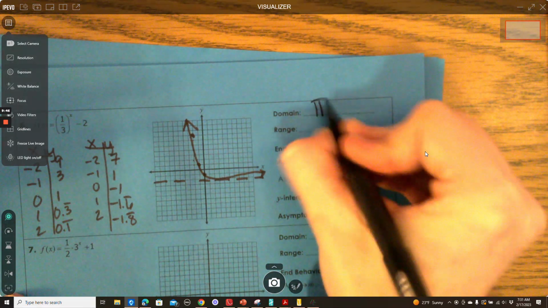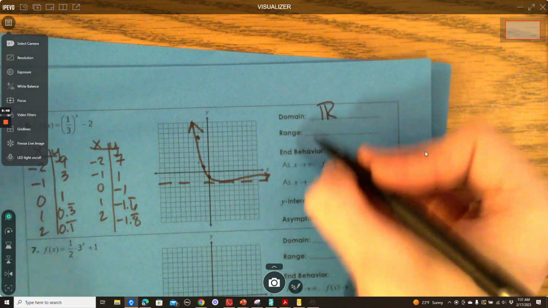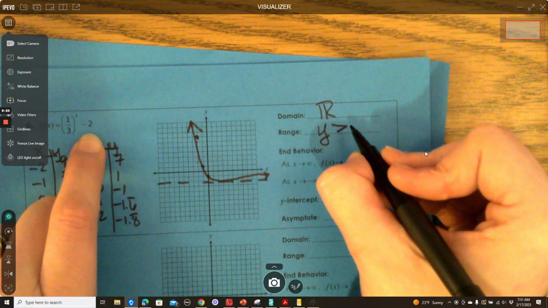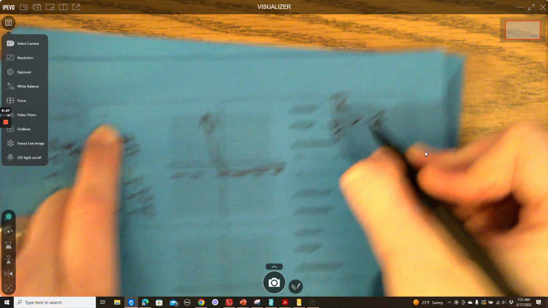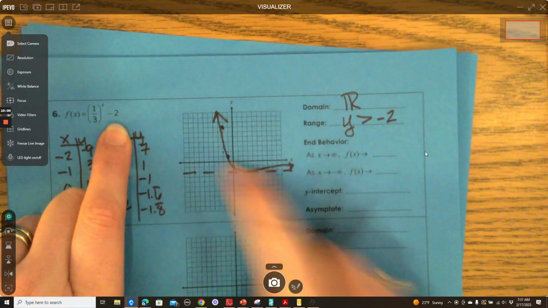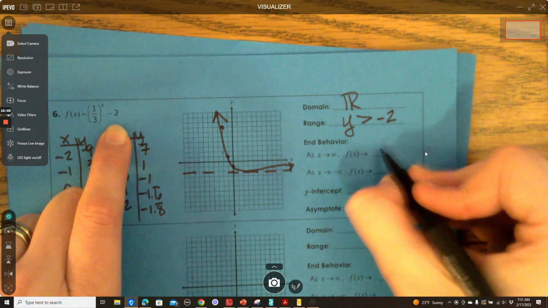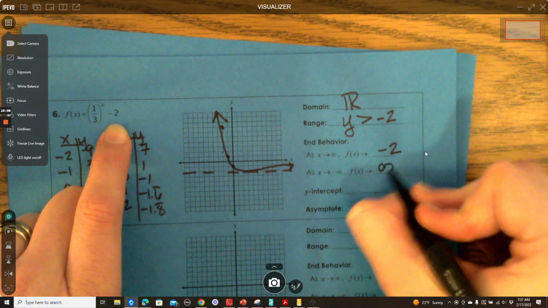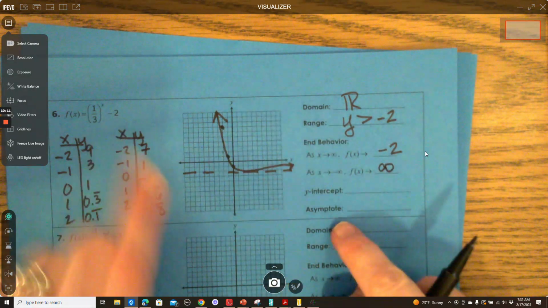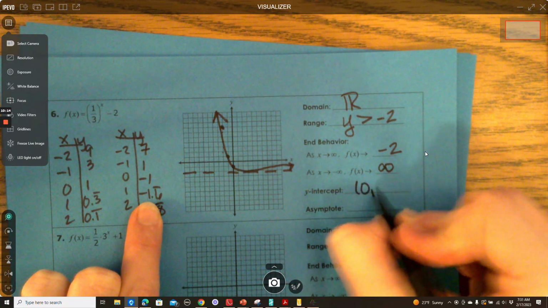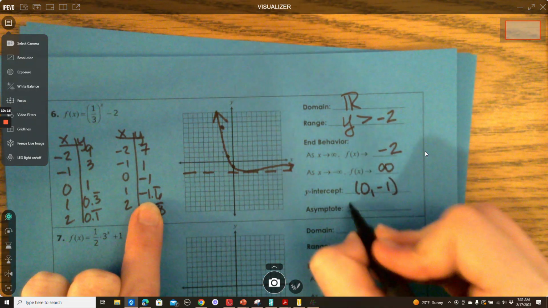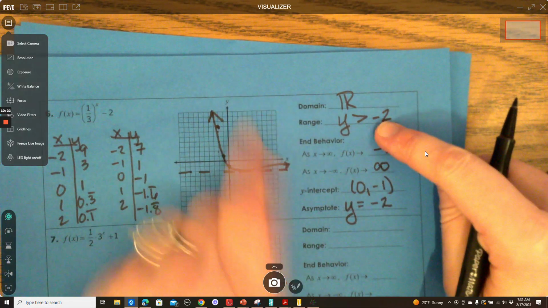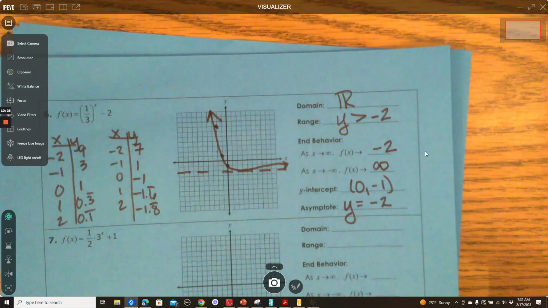But the domain is still all real numbers. The range now: y is always going to be greater than this value, negative 2. As x approaches infinity, going this way, y is going to approach negative 2. As x approaches negative infinity, y is going to approach infinity, going this way. The y-intercept is (0, negative 1), and the asymptote is y equals negative 2. So your asymptote and your range are always going to fall in the same area.